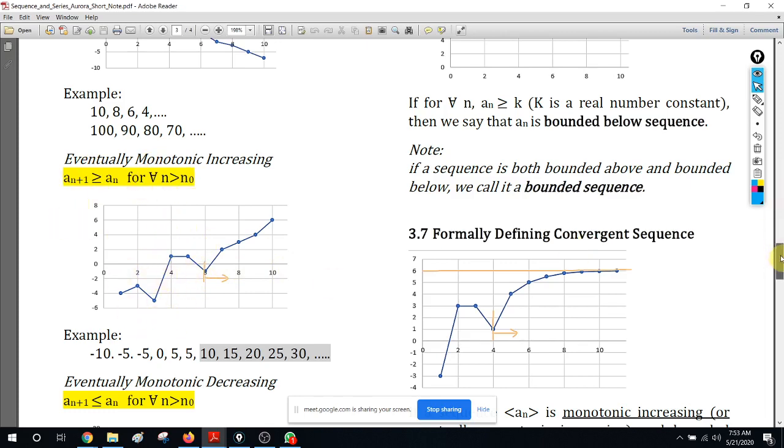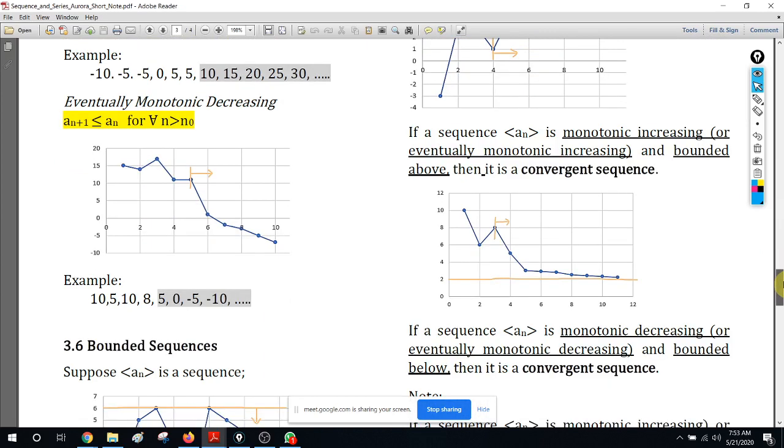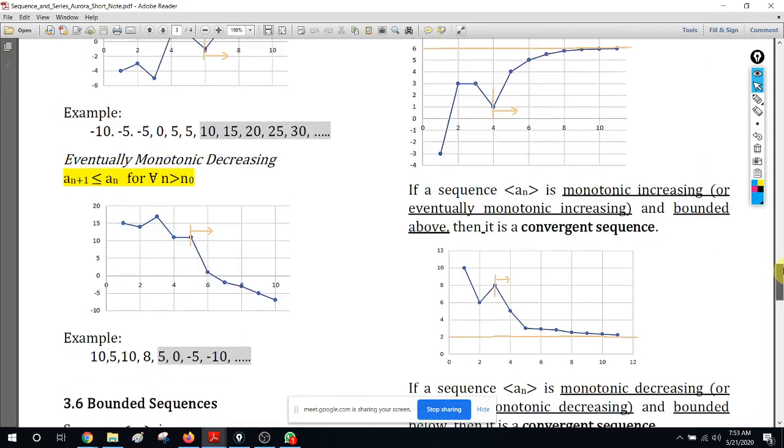Okay, next one, eventually monotonic decreasing, that means after the n naught value it's going to keep on decreasing or staying the same. So something like this, you can see it's going up and down here, but after this time it keeps on decreasing or staying at the same value. Same value means the previous value. So I hope you can understand.